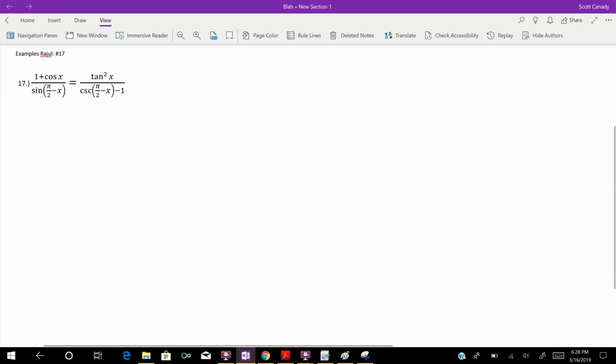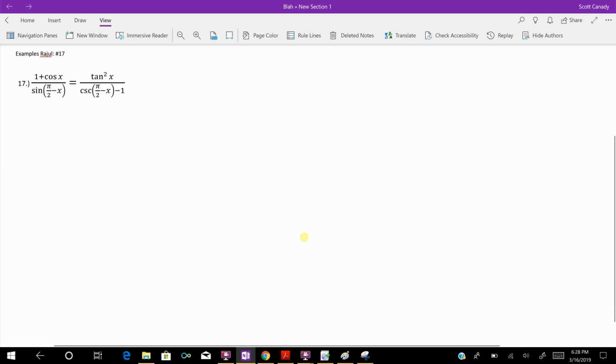Neither side looks terribly good, but the side with cosines and sines in it is a little bit better looking than the side that doesn't have sines and cosines in it. So I'm going to go ahead and choose this side and work on it and see if I can't get to this side. And hopefully I'll be successful here.